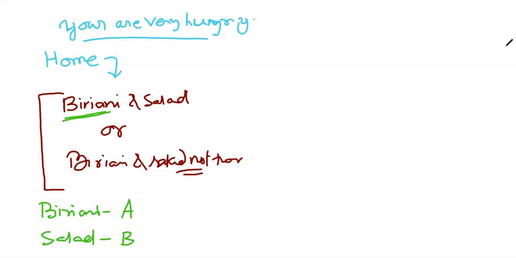We have given a statement. Is it clear to everyone? We asked, "Please give me biryani and salad, or if biryani and salad are not both there, it's okay for me." So what will you get? An outcome. So let me put this function as Y.